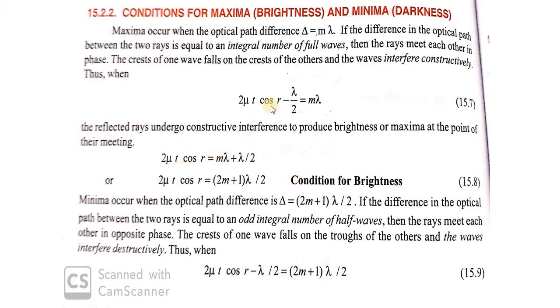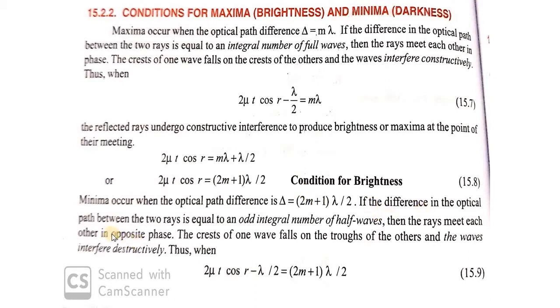Then we can rearrange this, because we are having a lambda by 2 here. So I'm taking this lambda by 2 to this side, and what we'll be getting is 2 mu t cos r is equal to 2m plus 1 lambda by 2, or the path difference is equal to 2m plus 1 lambda by 2. This is the condition for brightness. Okay, and what is the next condition?